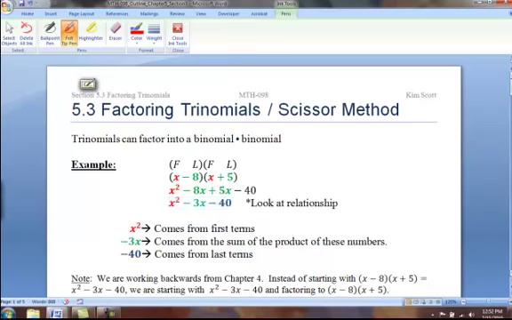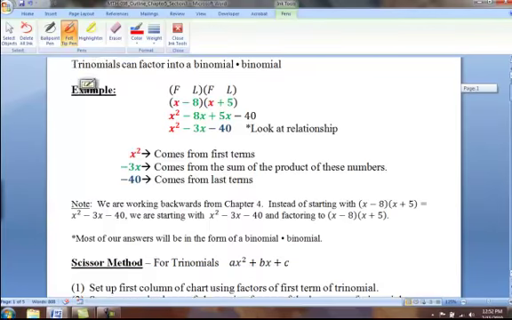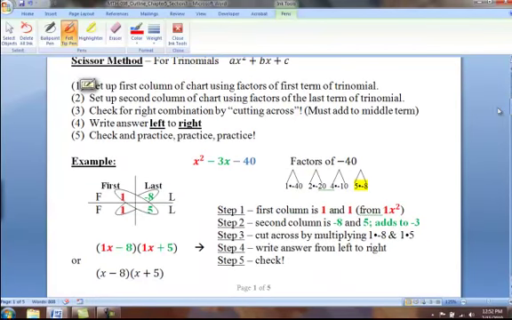So let's take this example and let's try to work backwards now and factor it. So let's start off with x squared minus 3x minus 40. Now in the scissor method, the first step is you're going to make a chart here, and in the first column you're going to list factors of the first term. Now we're really just concerned with the coefficient of the first term, which is 1, and of course the only numbers that can multiply together to give me 1 are 1 times 1, so that's what goes there in the first column. Now in the last column I'm going to look at multiples that will give me negative 40.